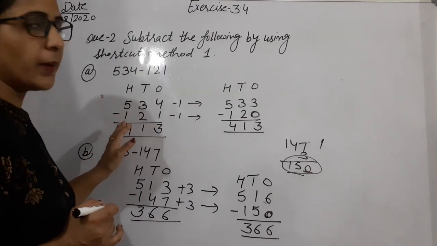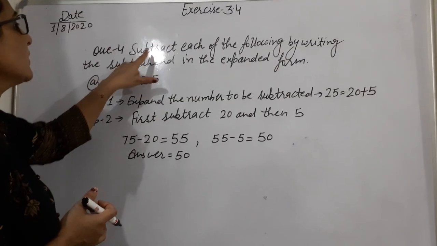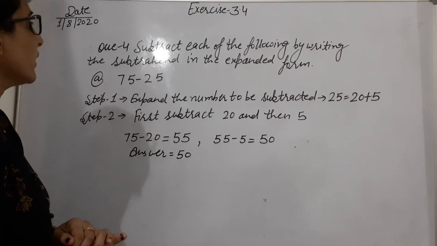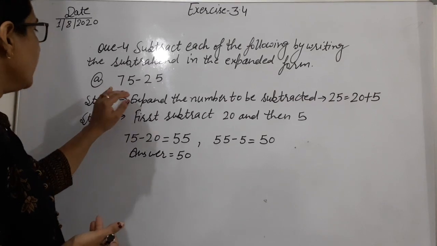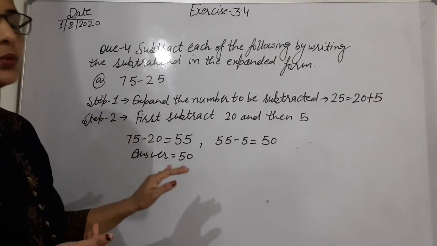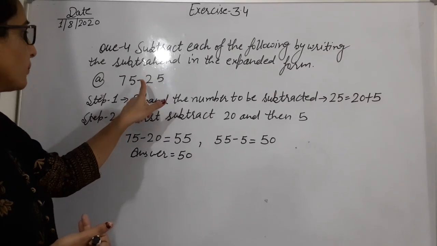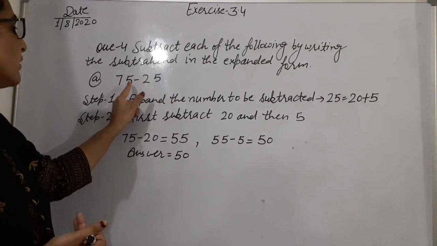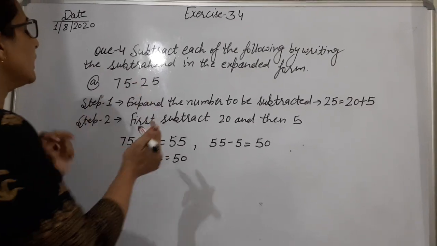So you do that part yourself. Now question number 4 is: subtract each of the following by writing the subtrahend in expanded form. It means in this question, the number which we are subtracting here is 25. Clear? 25 is smaller and 75 is bigger. So how do we do this question?